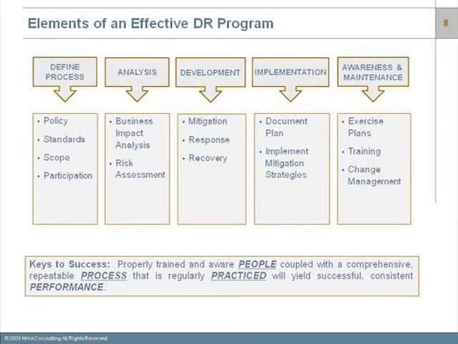spending the appropriate amount of time in designing the process. What is that going to be? Do I have the right standards? Do I understand how big this is going to be? And getting the right participation.